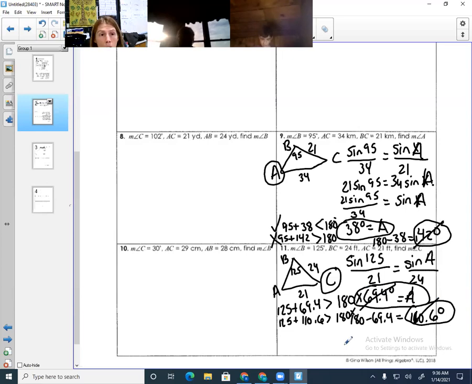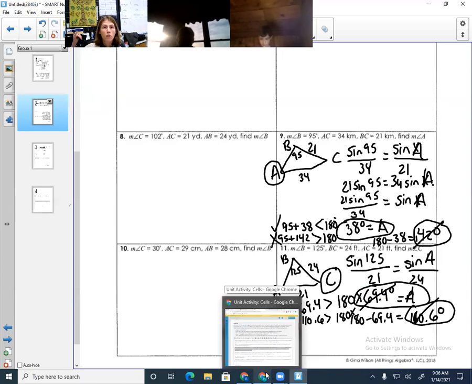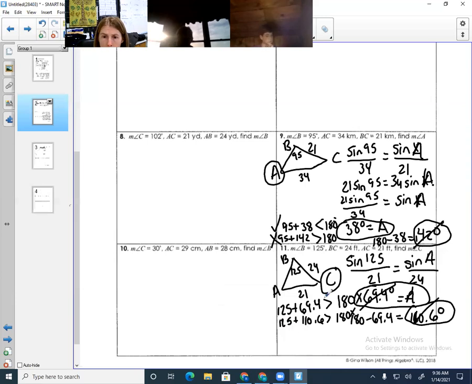No. So we don't have a solution for A. So what does that mean? What does that tell us about C? If we don't have A, will we have a solution for C? No, you're right. So there's no answer for C. It's not possible.